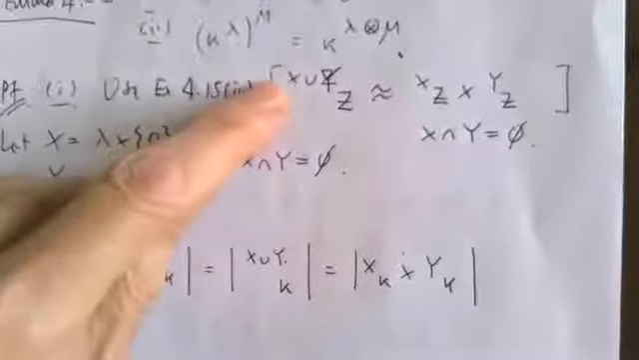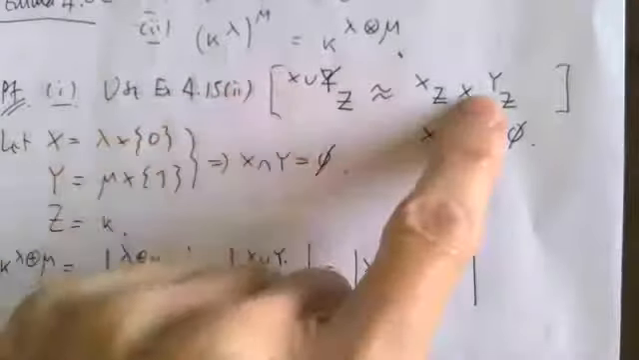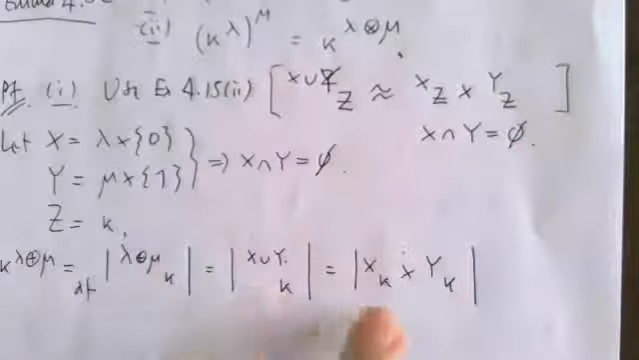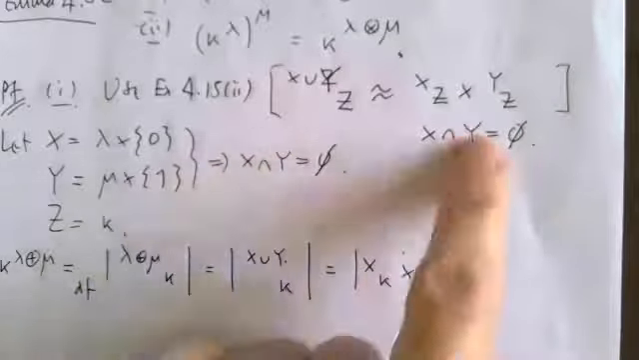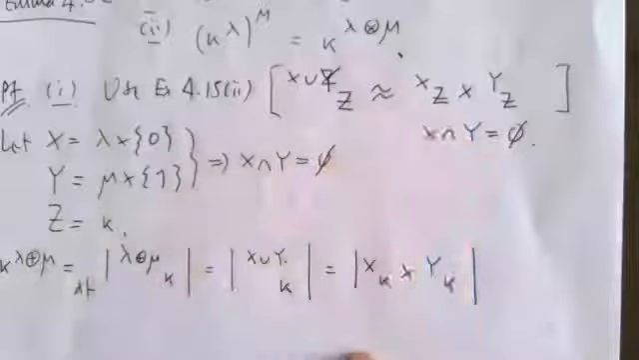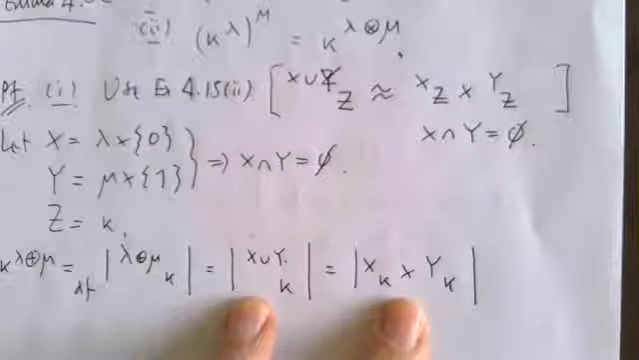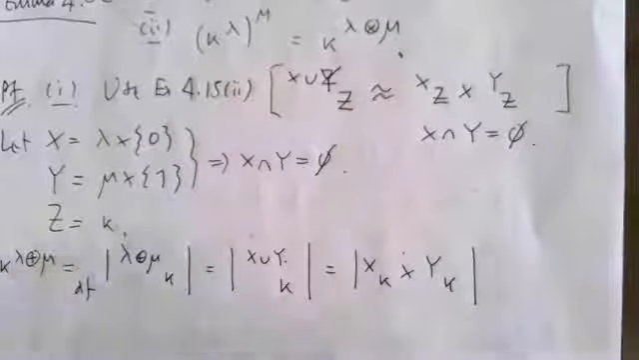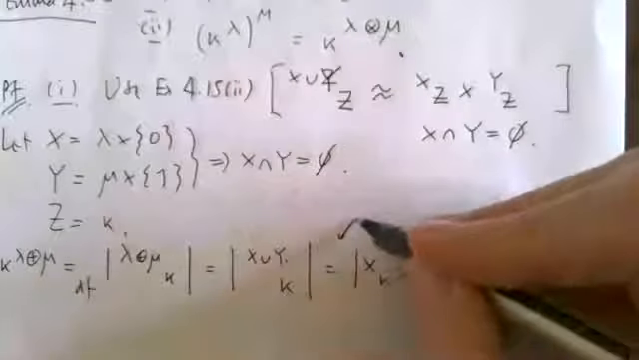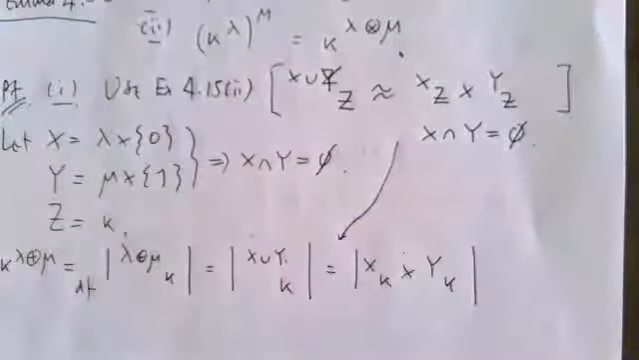Now I'm using that this is bijective with this, with z as kappa, right? Well, if these are bijective, they have the same cardinality, which is what I've written down here. So this is using this exercise here.